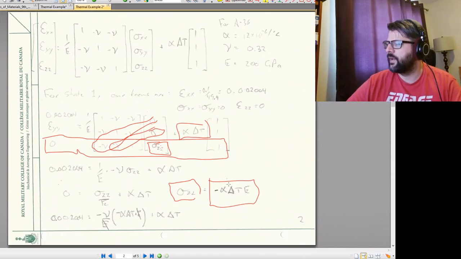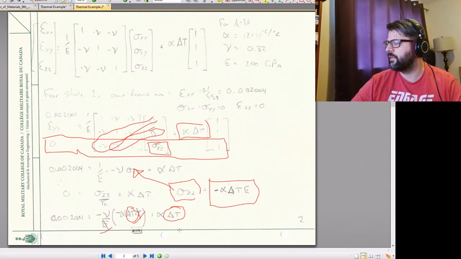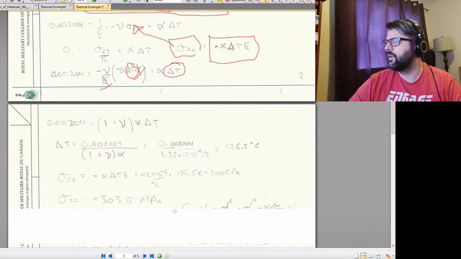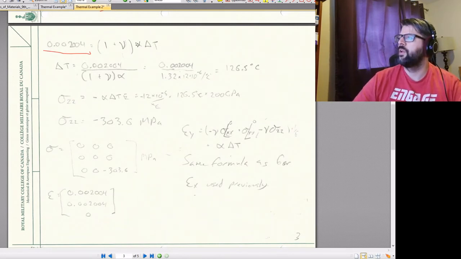And then we can take that and we can plug it into here, and then we're down to just the single unknown, so we can solve for that. So the E's cancel out when we do this. So we are actually left with 0.002004 is equal to 1 plus Poisson's ratio times our thermal expansion term.